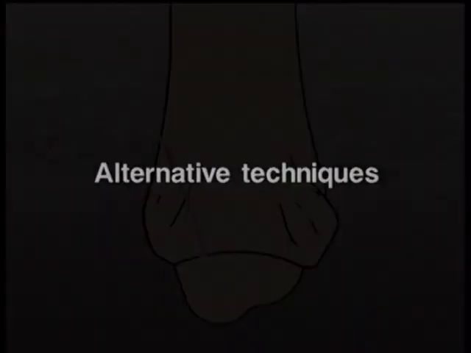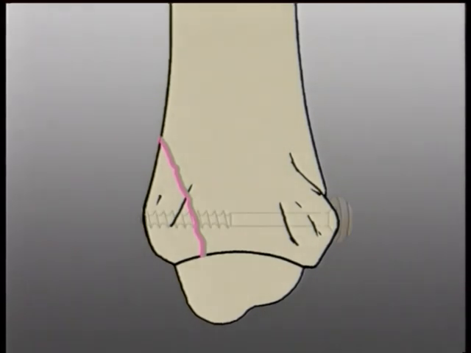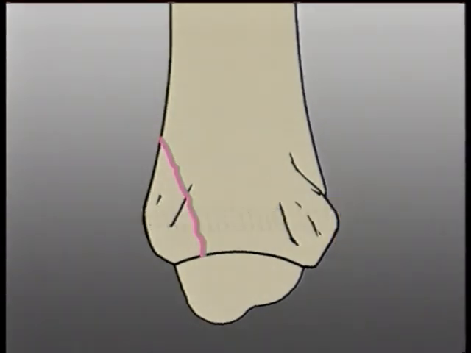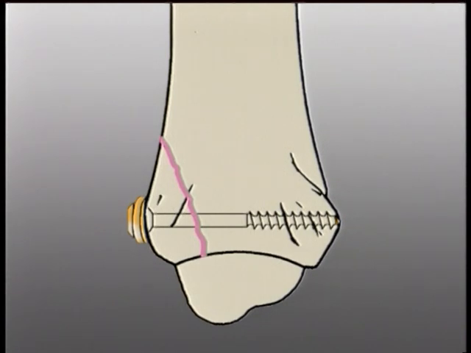Alternative techniques. With a small Volkmann's triangle, the AP lag screw will not exert interfragmentary compression. In this situation, a 3.5 mm Cortex screw with over-drilling of a gliding hole up to the fracture gap may be used, or the screw fixation can take place from the dorsal direction.